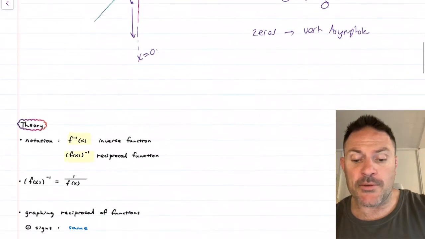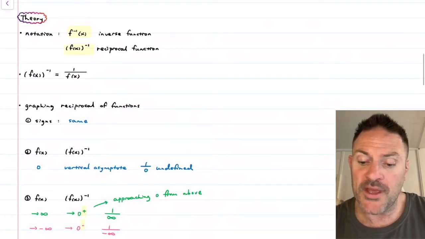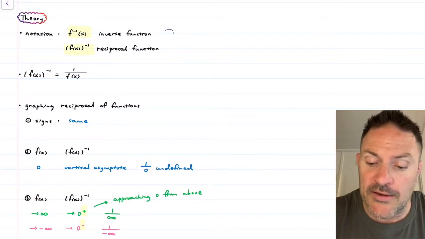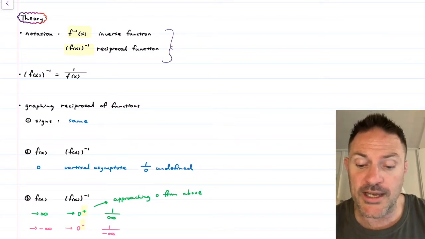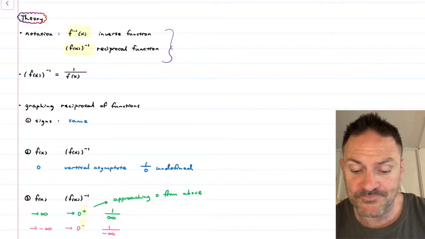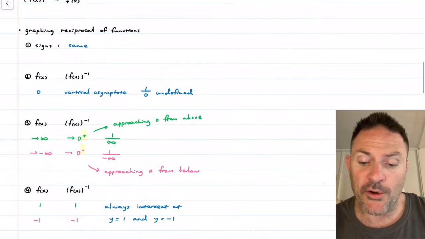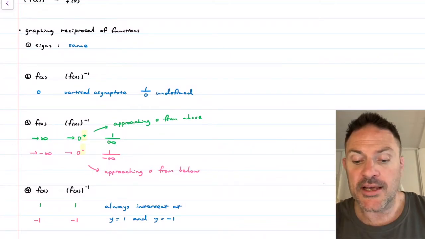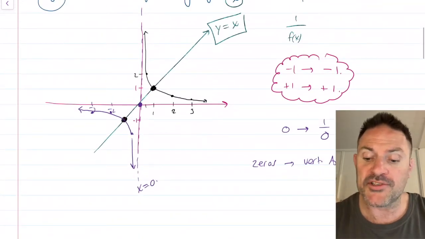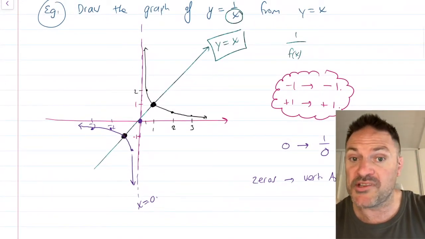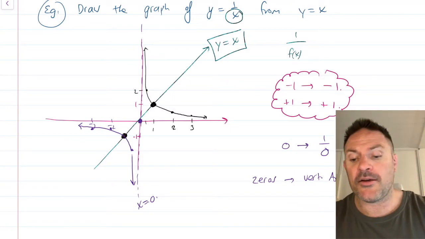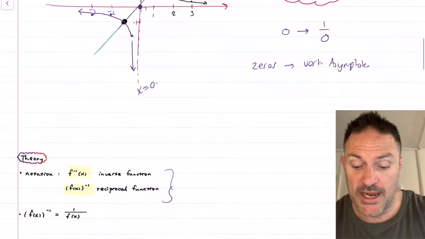Now, these are some notes that Miss Wang has put up there for you. Again, it's covering everything that I've said. Looking at the inverse function, reciprocal function notation, where, of course, we can write that as a fraction or as a negative index. Looking at graphing reciprocal of functions, signs are always the same. So what that means is if you have a positive y value, the reciprocal is always positive because it's 1 over it, and the same thing for negative. If it's negative, the reciprocal is also going to be negative.